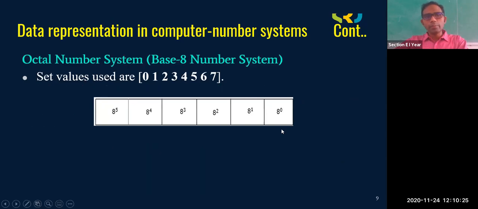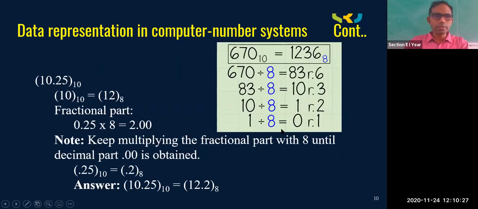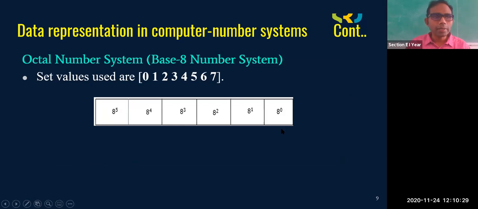That is base 8, the octal number system. The same concept applies: 2 to the power of 0 was there, here 8 to the power of 0 will be there. The numbers allowed are 0, 1, 2, 3, 4, 5, 6, 7. After 7, if you want to write 8, it becomes 10, then 11, 12, 13, 14, 15, 16, 17, 20, 21, 22, 23, 24, 25, 26, 27, 30, 31, like that the numbers continue.